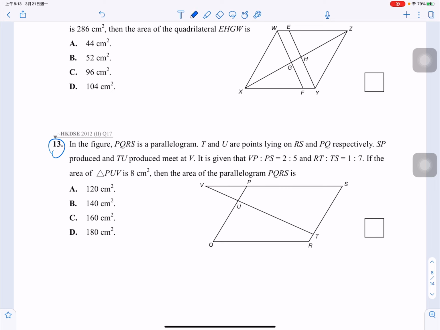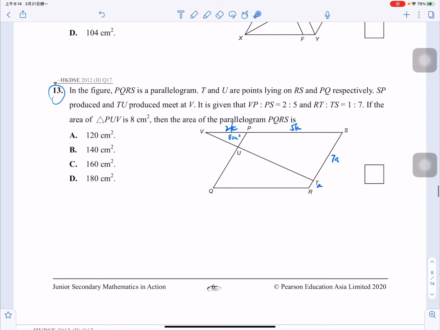VP to PS is 2 to 5. Better to write as 2K and 5K like this. And RT to TS is 1 to 7, maybe write as A and 7A like this. Okay, we have two different constants related to their lengths. Understand? If you have a ratio, you can write it like this, but with different constants. Now the area of this one is 8 cm square. Find the parallelogram area. Okay, the area of the parallelogram.